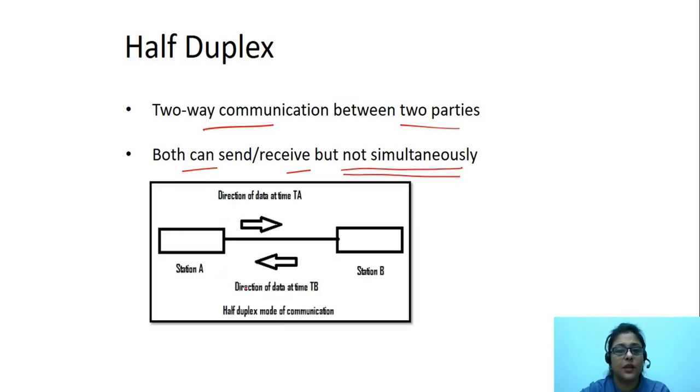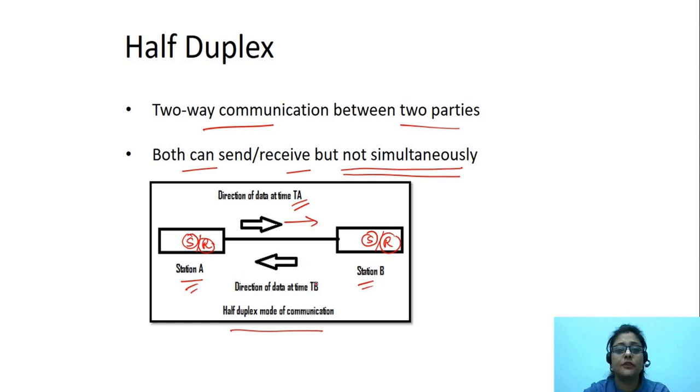This is an example of data flow in half-duplex mode of communication. We see here that there is a station A which can act as a sender or a receiver, and there is a station B which can also act as a sender and a receiver. At one point of time, station A is sending data in this direction to station B at time TA, let's say. During this interval of time, station B only receives data and station A only sends data.